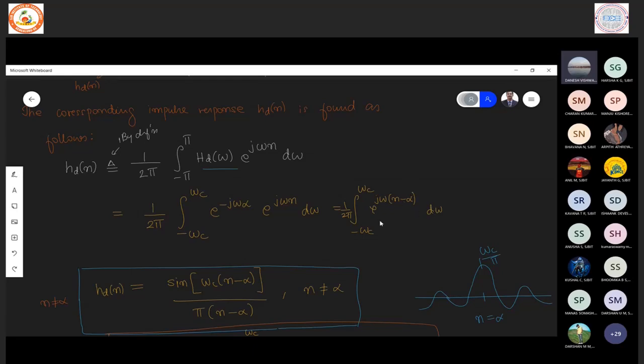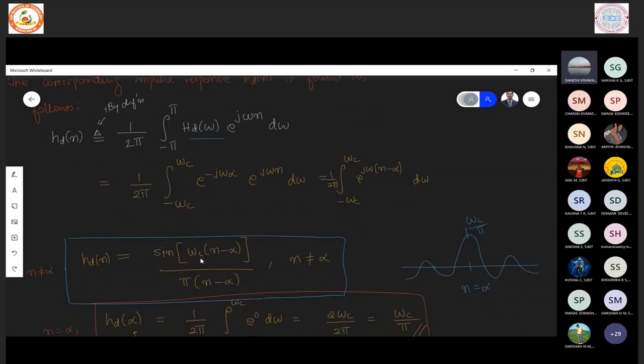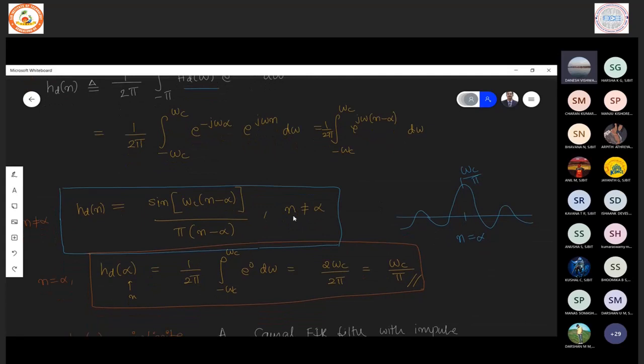And if you solve this integral, the integral of an exponent is also an exponent, correct? So we get an exponent. If you simplify it, the answer will be of the form sine of omega c times n minus alpha, divided by pi times n minus alpha. This is applicable when the value of n is not equal to alpha, and when n is alpha, you get the answer omega c by pi.